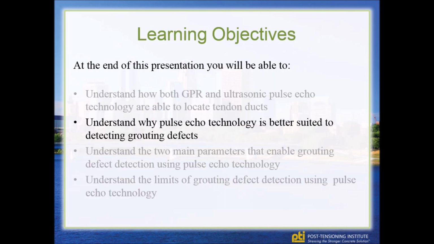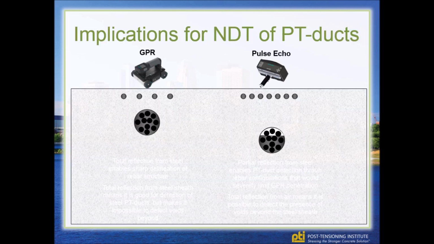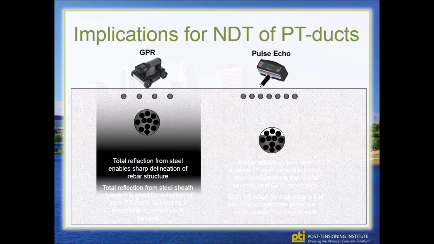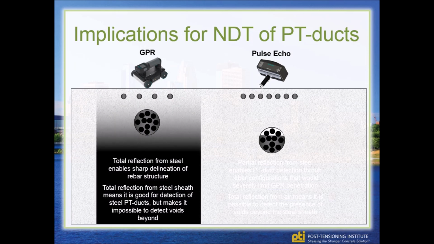So now we look at why pulse echo is better suited for detecting grouting defects. If we look at a GPR signal, we get a total reflection from steel, as I've just explained, so we get a sharp imaging of the rebar structure. We also get a total reflection from steel sheets, so it's very good for detection of PT ducts, but it's impossible to detect voids beyond the steel sheet.